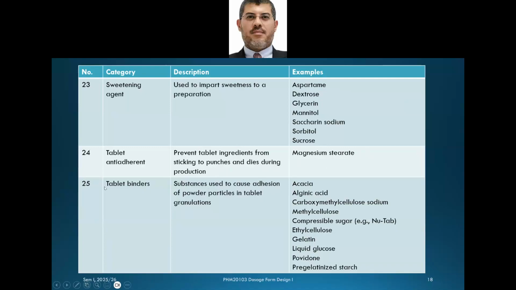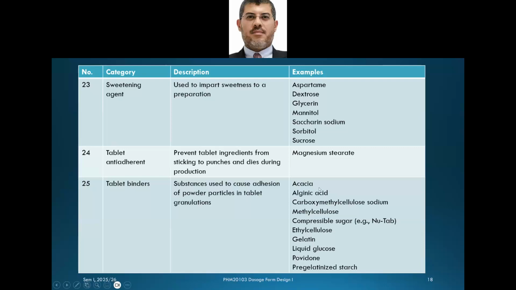For tablet making also, some of the excipients used are tablet binders. These are substances used to cause adhesion of powder particles in tablet granulation, so that the tablet will not be friable and will not be broken easily upon shipment. So we use materials that act as tablet binders. They bind the particles together and stick them together in a solid matrix.